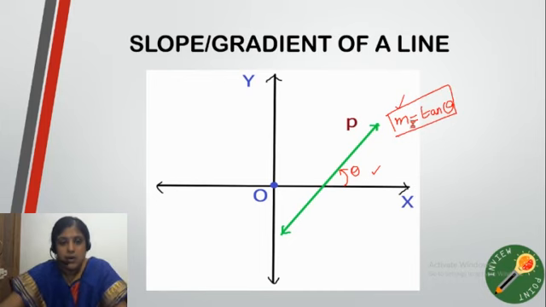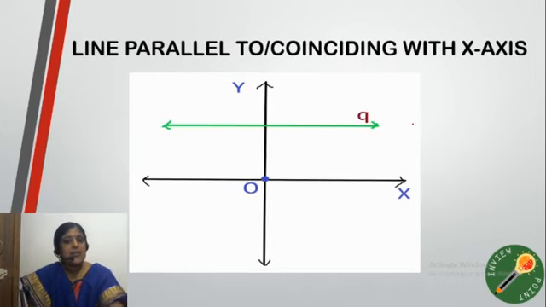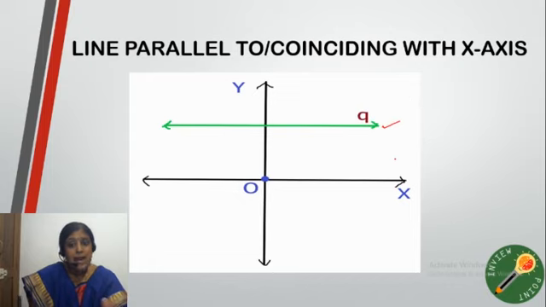Okay. Now, let's consider a line parallel to or coinciding with the x-axis. See here, in this figure, a line Q is given, which is parallel to the x-axis, right? So what is the angle made by the line Q with respect to x? It is parallel, right? So here theta will be how much? It is 0 degrees. See, the line Q is parallel to the x-axis. So the angle between the line Q and x is what? 0 degrees, right?